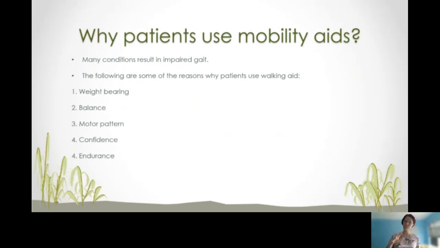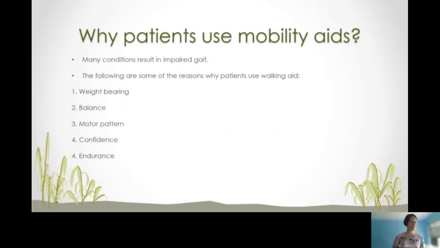Sometimes then patients are not allowed to put weight on a limb at all after an ankle fracture, depending on the individual medical condition. The following are some of the reasons why walking aids are required. Number 1, to assist with weight bearing. There are 3 different weight bearing statuses.